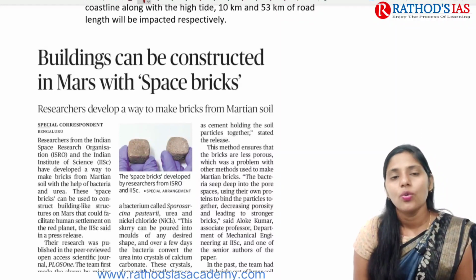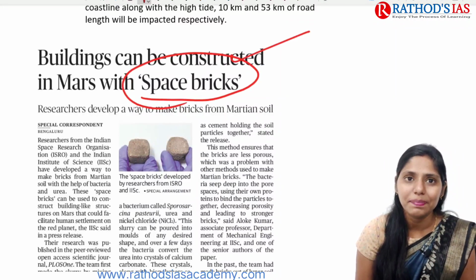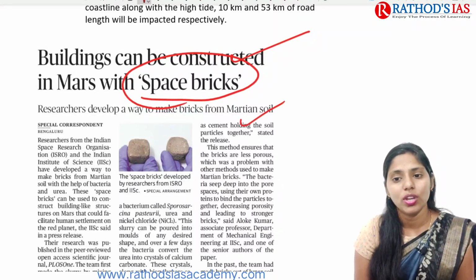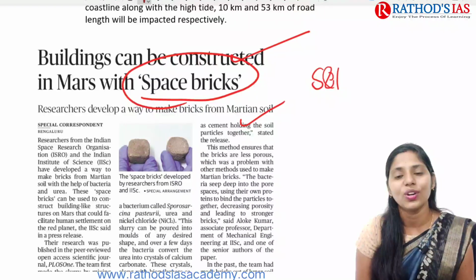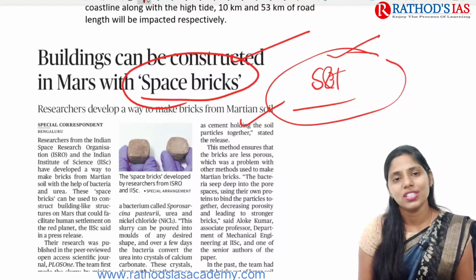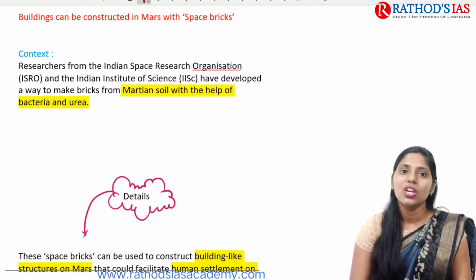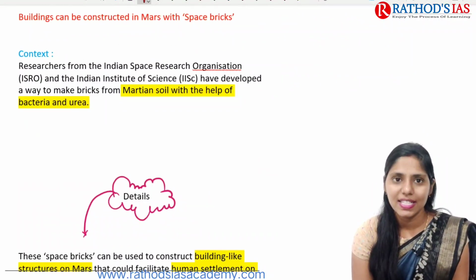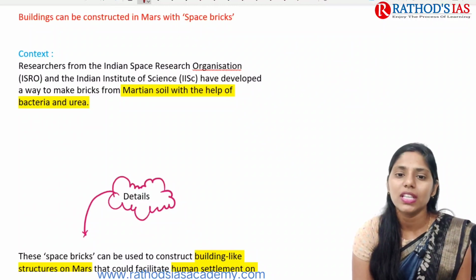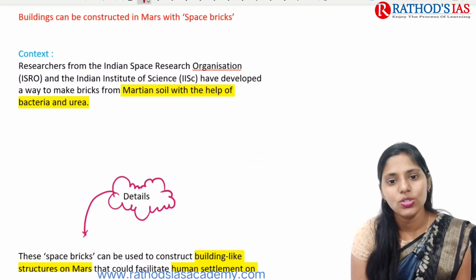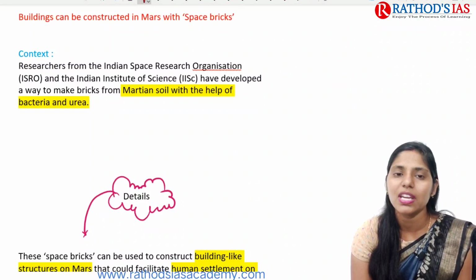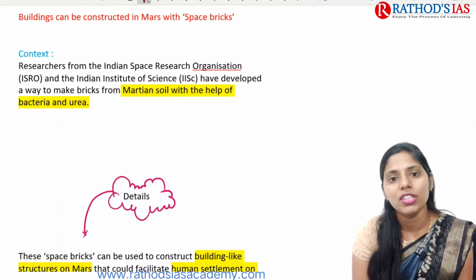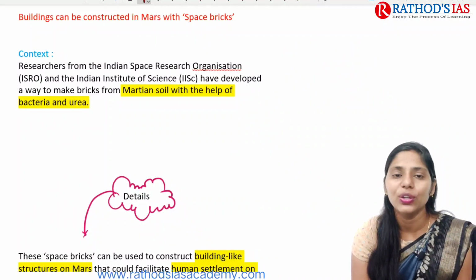It is regarding buildings that can be constructed on Mars with space bricks. This topic is talking about space bricks, and it is very important regarding science and technology. Now let us see this topic in great detail. As for the context, researchers from ISRO and the Indian Institute of Science have developed a way to make bricks from Martian soil with the help of bacteria and urea.